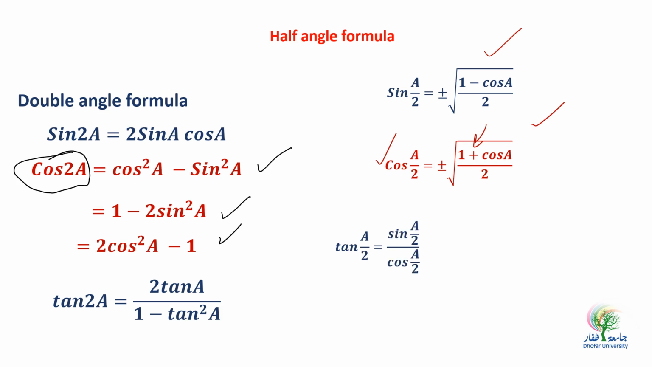And tangent A by 2 we can say sine A by 2 by cosine A by 2. Also the formula is 1 minus cosine A by sine A. Also the formula is sine A by 1 plus cosine A. So any one you can use. You can use this one, or this one.